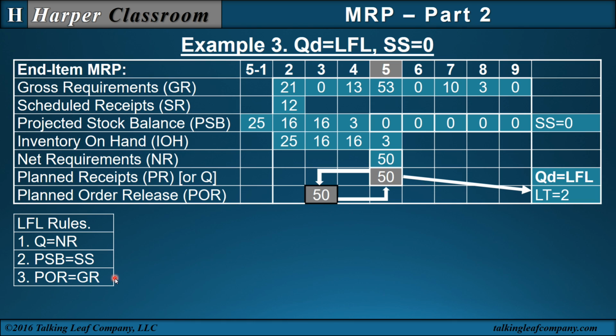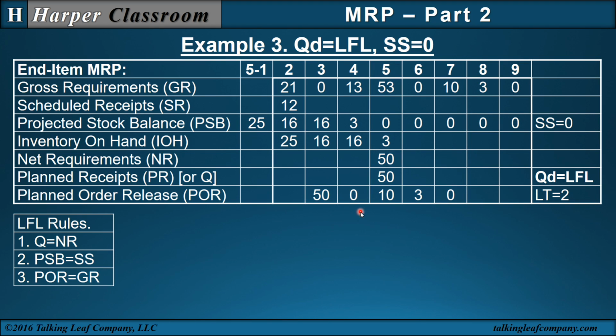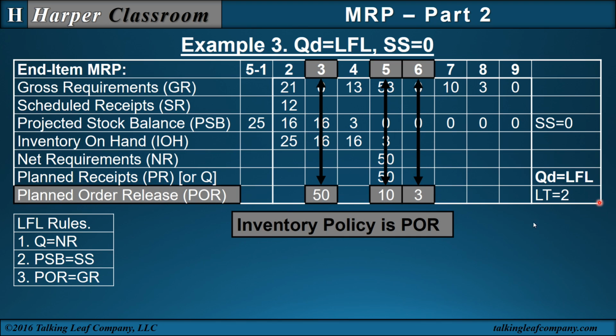But rule number 3, once we've determined that first planned order release, then the planned order release after that equals the gross requirements shifted by the lead time. So now, these 3 LFL rules allow us to generate the End-Item MRP. All we have to do is calculate one value and everything else is determined. So now we can determine our inventory policy from the planned order release row, how much to order, and when to order.